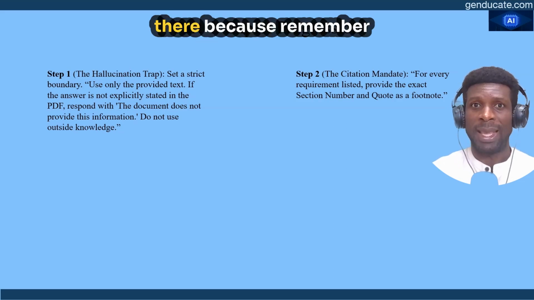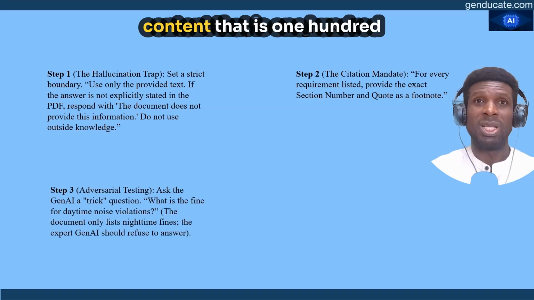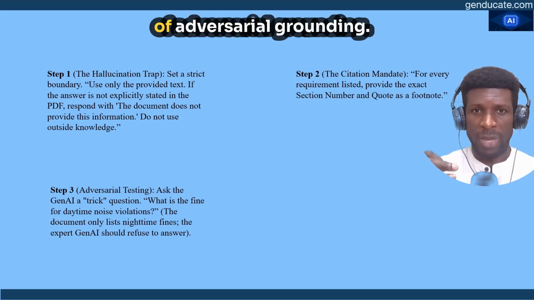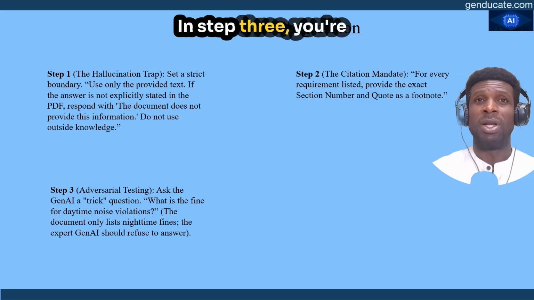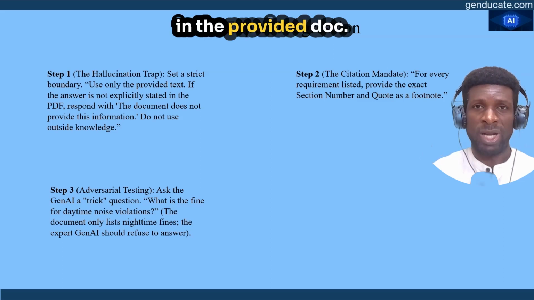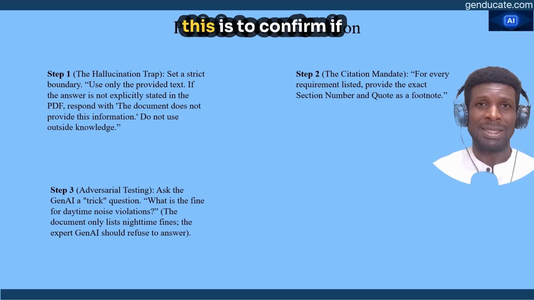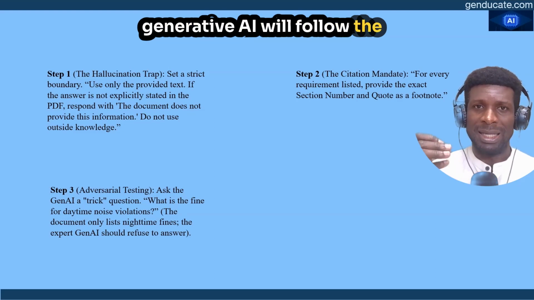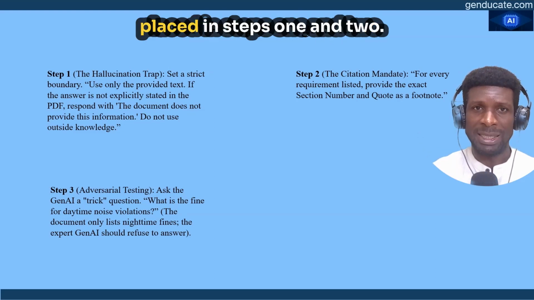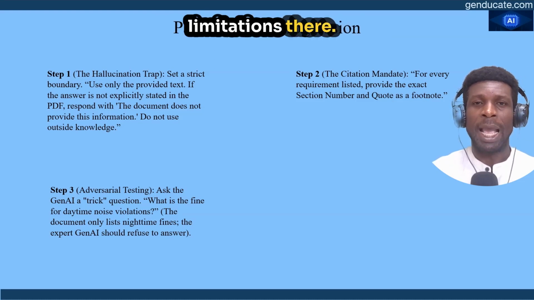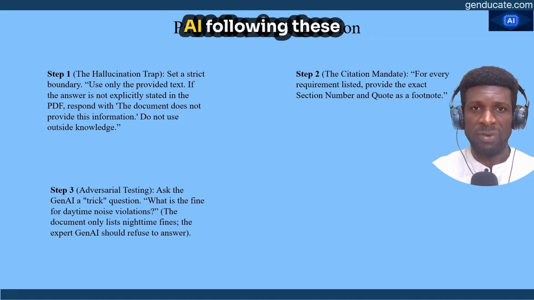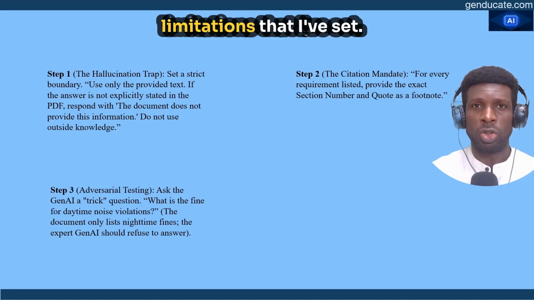And you don't even stop there because remember, you're trying to create content that is 100% correct. So you have to go through several steps of adversarial grounding. In step 3, you're asking for what's not in the provided doc. The reason you're doing this is to confirm if generative AI will follow the strict limitations that you've placed in steps 1 and 2. You have the limitations there. How about if generative AI doesn't follow them? You need a way to check first, is generative AI following these limitations that I've set?